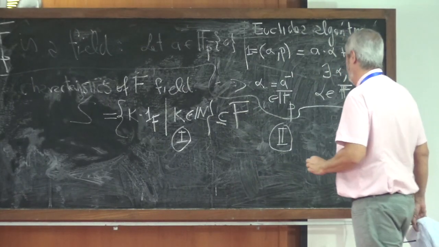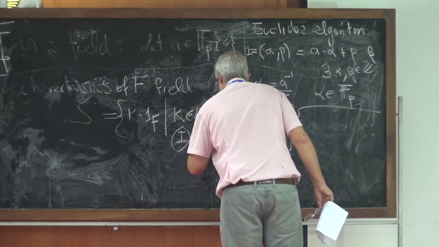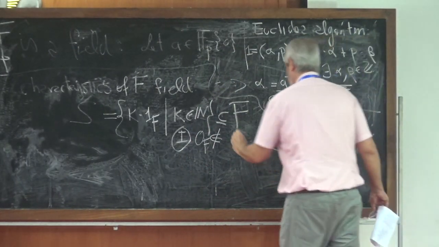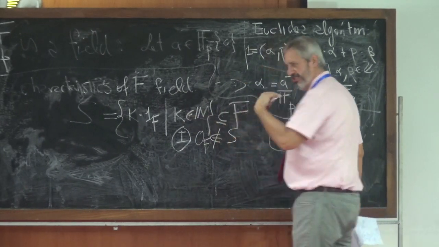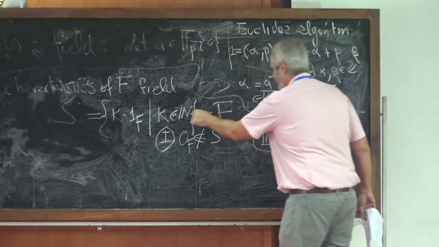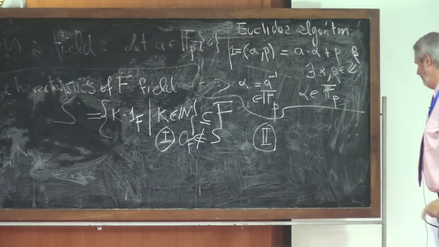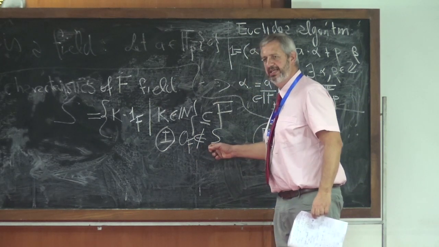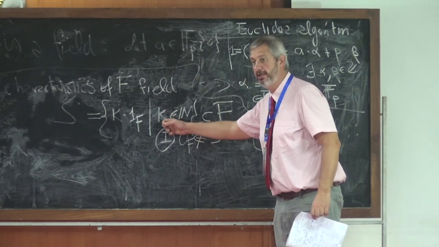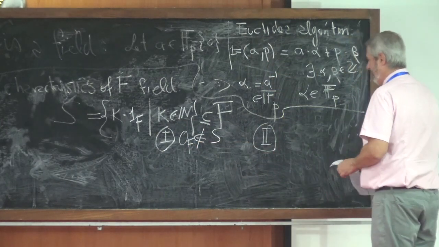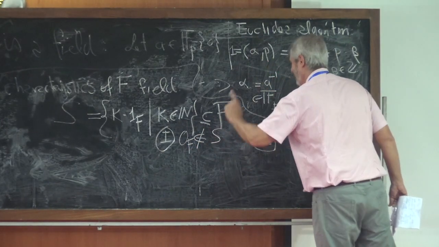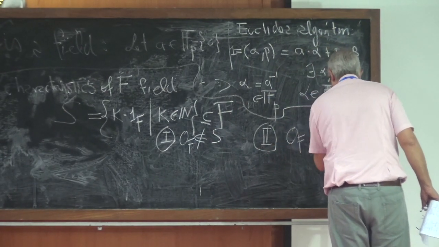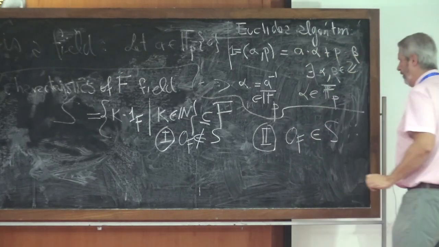So 1 happens if the 0 of the field is not in S. I remind you, as far as I am concerned, 0 is not a natural number. It's highly unnatural. So the first possibility is that 0 can be written as a multiple of 1, and the second possibility is that it cannot be written as a multiple of 1.